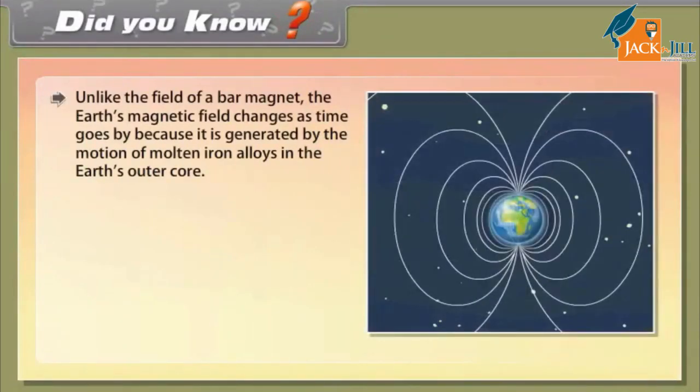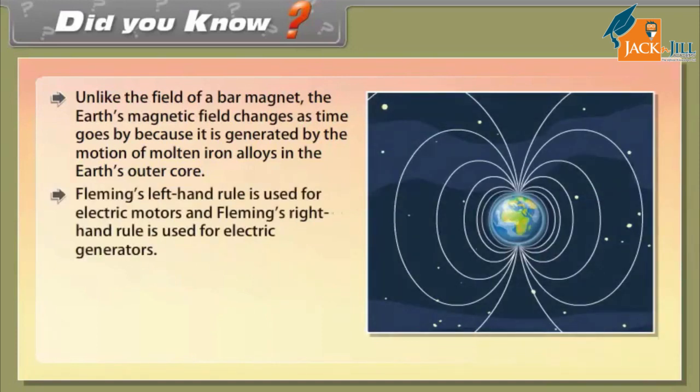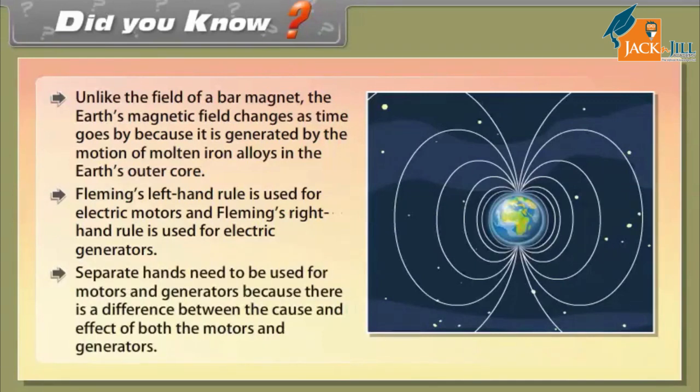Did you know? Unlike the field of a bar magnet, the Earth's magnetic field changes as time goes by because it is generated by the motion of molten iron alloys in the Earth's outer core. Fleming's left-hand rule is used for electric motors, and Fleming's right-hand rule is used for electric generators. Separate hands need to be used for motors and generators because there is a difference between the cause and effect of both the motors and generators.